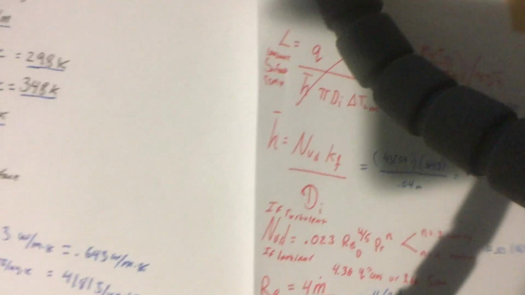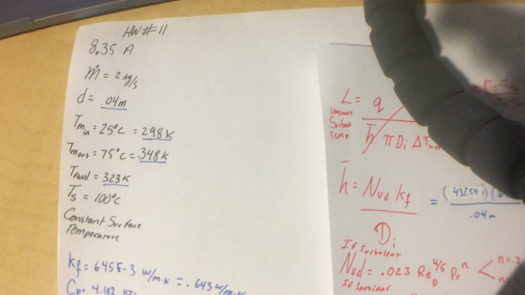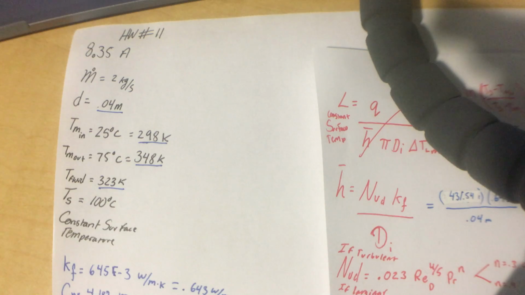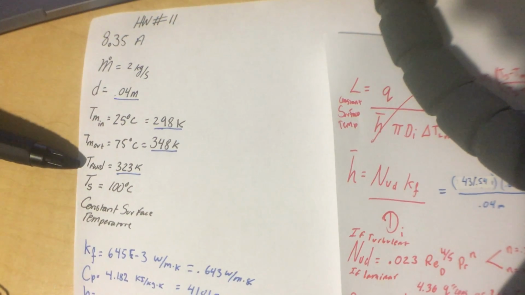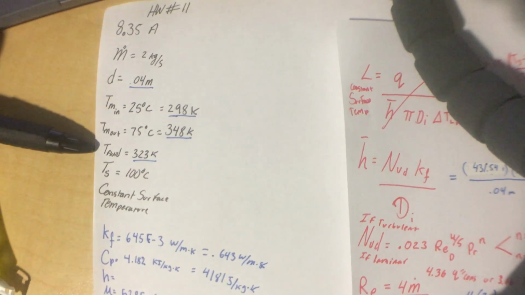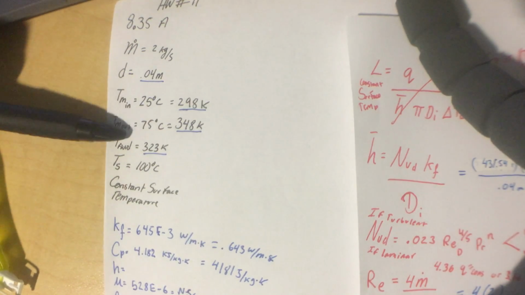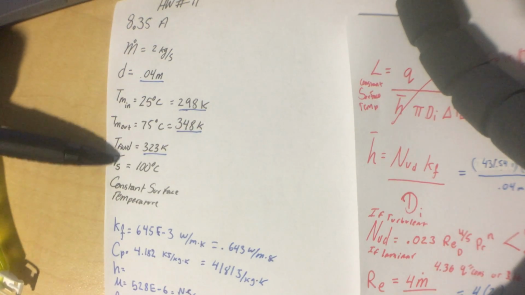So our givens are the mass flow rate, the diameter, the temperature of the fluid coming in, and the temperature coming out. The film temperature, which is the average of these two, is 323 Kelvin after you convert from Celsius. The surface temperature of the tube is 100 degrees Celsius.